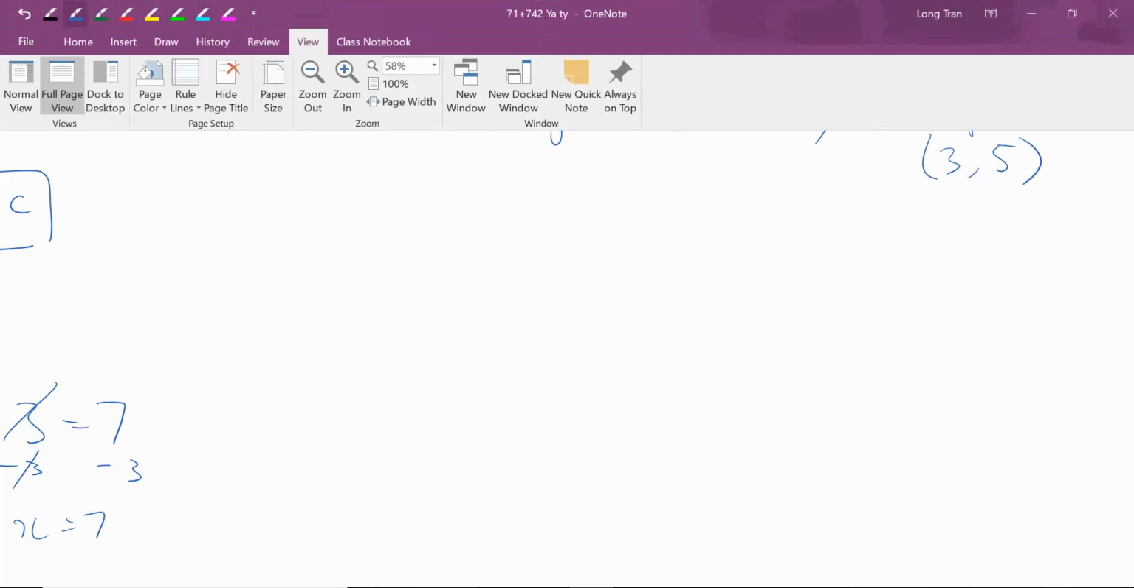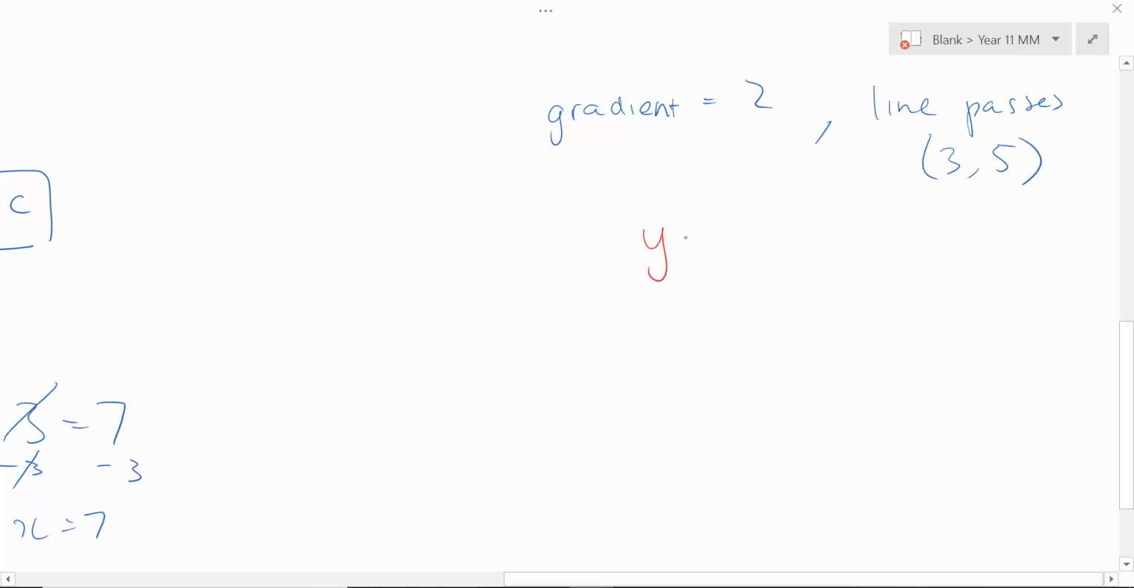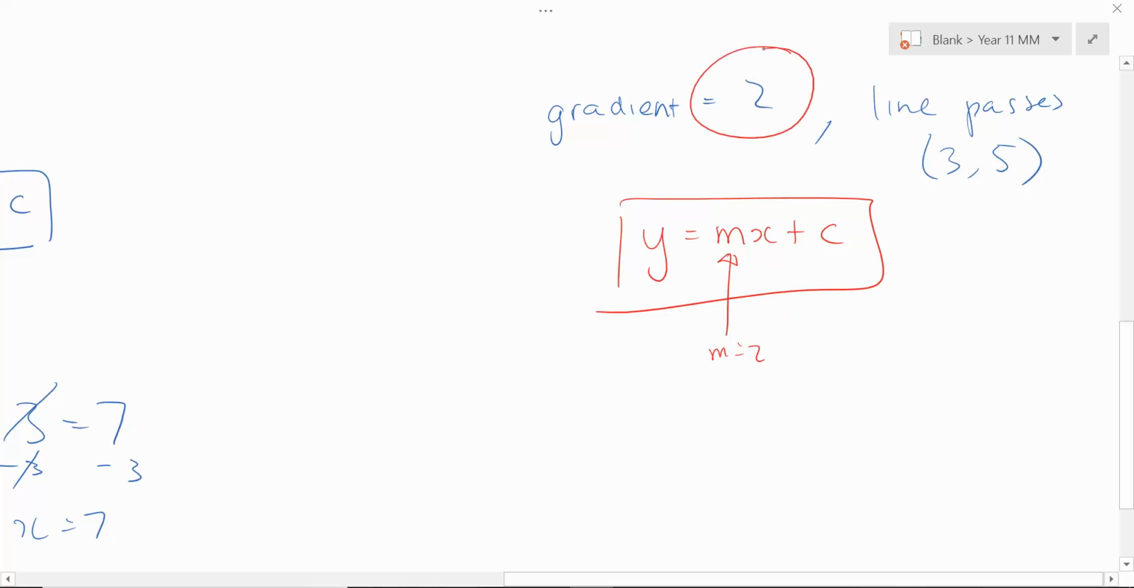So if we have a look, equation of a line, we all know it has to look like this. They already gave us part of the information. They told you the gradient's 2. So you're like, all right, well, I already know m is 2 because they told me gradient is 2. So if I do that, you now have y equals 2x plus c. Your job is to find c.